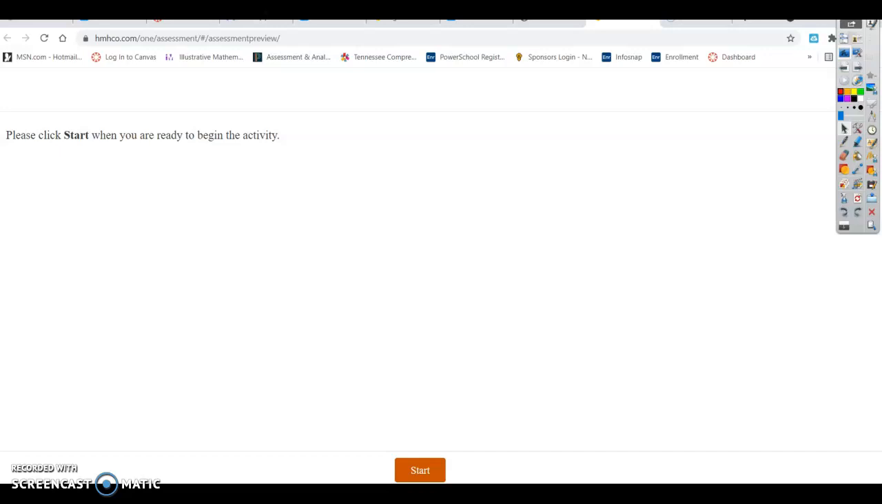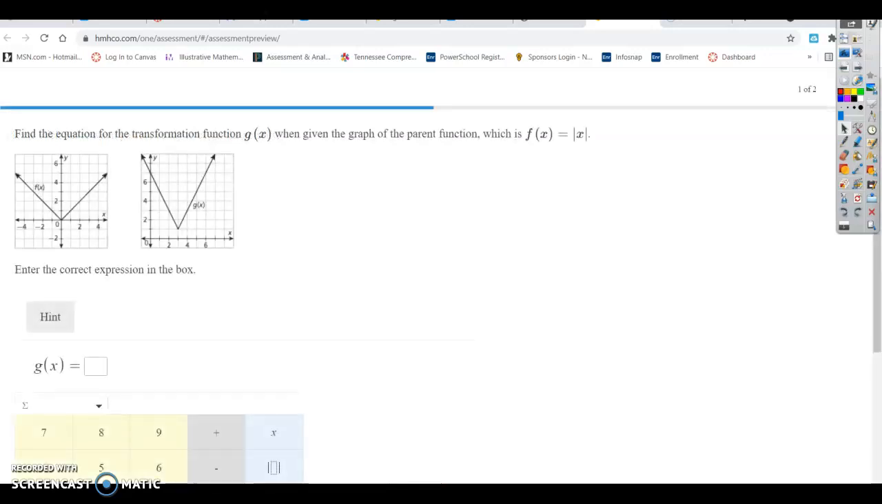All right, it says please click start. So we're going to look at this, and it says find the equation for the transformation function g of x when given the graph of the parent function, which is f of x equals the absolute value of x. The first thing we see is that the one on the left is our parent function. That's my absolute value of x. It goes through the origin, and that is the parent function. So that's your f of x. And then this is your transformation.